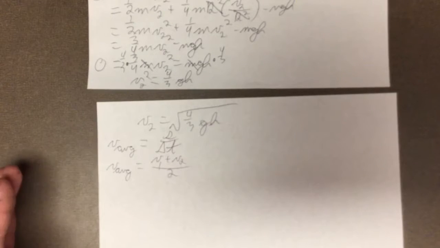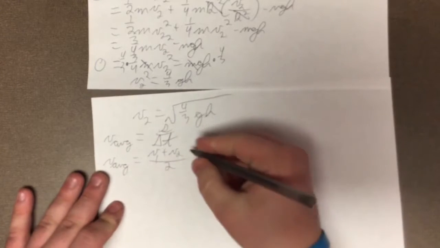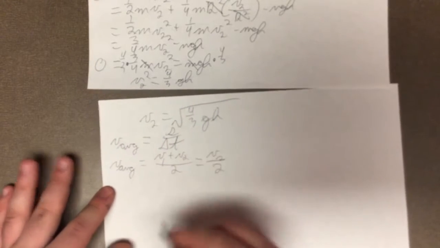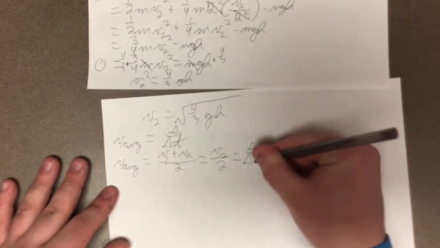And you might be thinking that we don't have a v1 here, but we do know what v1 is, because v1 is 0, since this thing did not start with a velocity. The cylinder was just resting at first. So v1 equals 0, and since we can put a 0 in there, we get v2 over 2 equals the average velocity. And now we can set that equal to s over delta t.